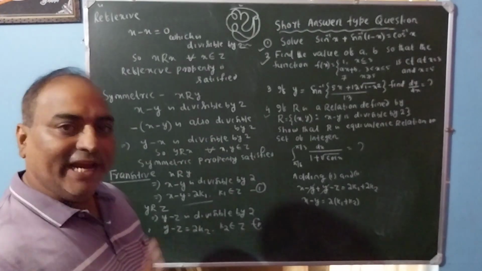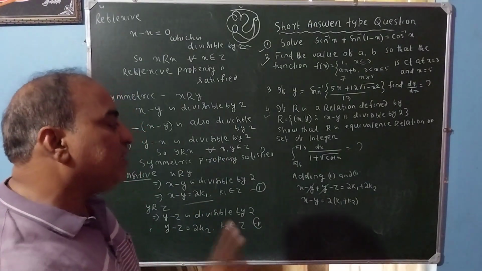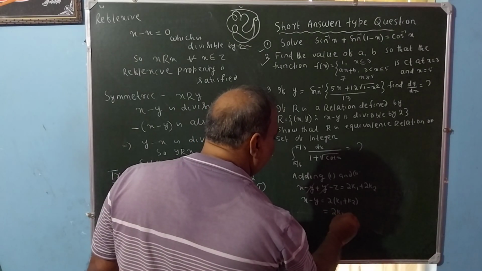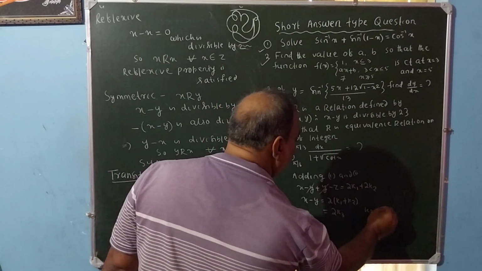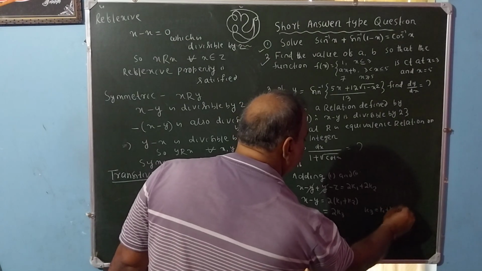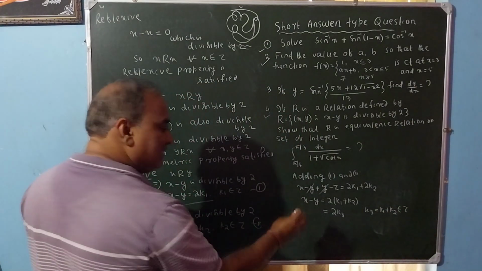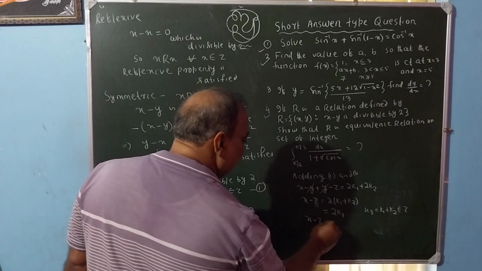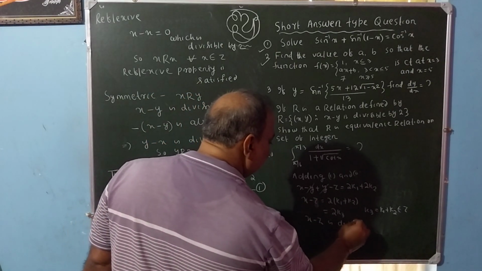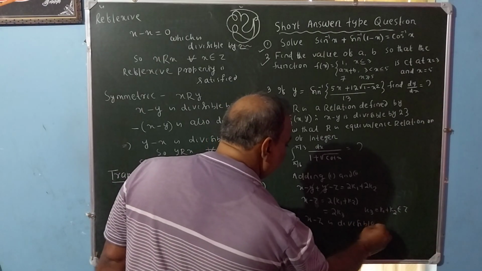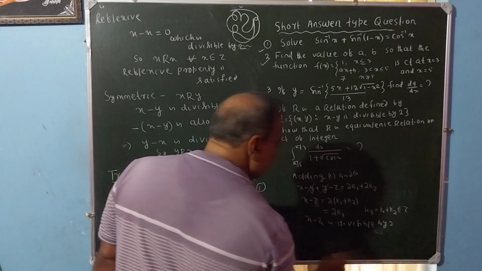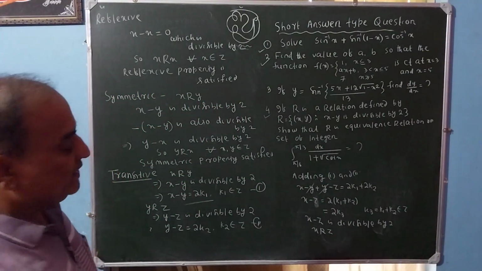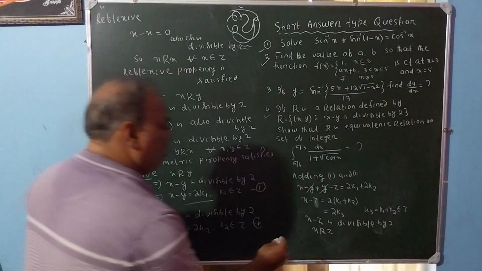k1 is an integer, k2 is an integer. Sum of two integers is also an integer. That is replaced by another integer, k3 is equal to k1 plus k2 belongs to Z. Hence, x minus z is divisible by 2. So x is related to z. So the transitive property is satisfied.